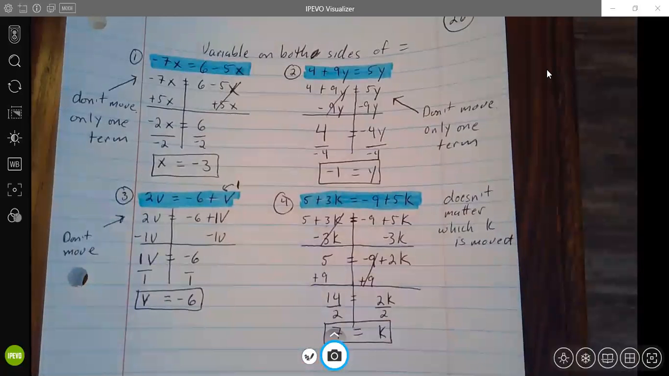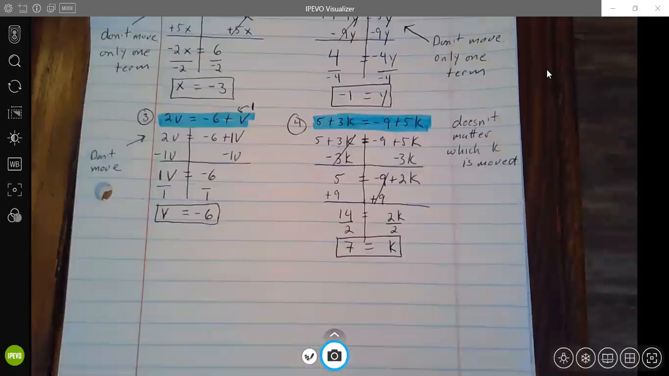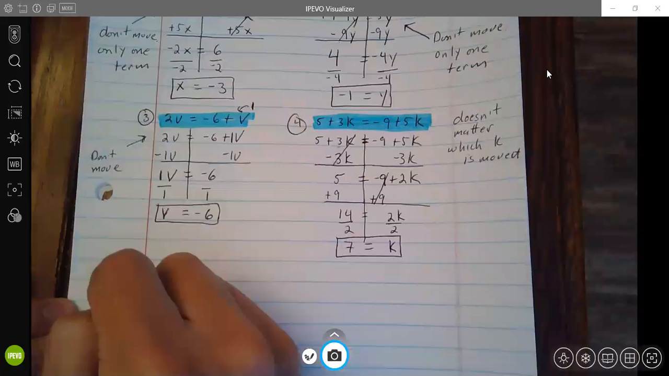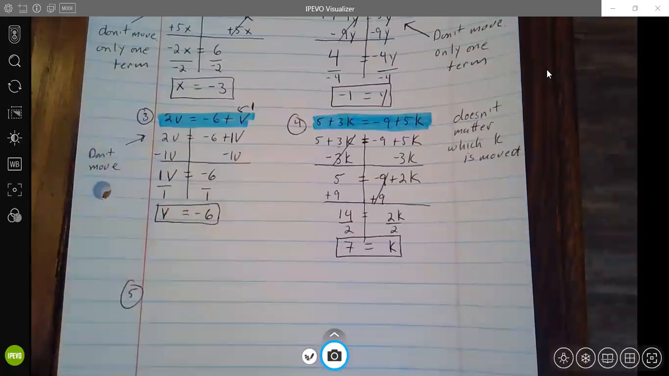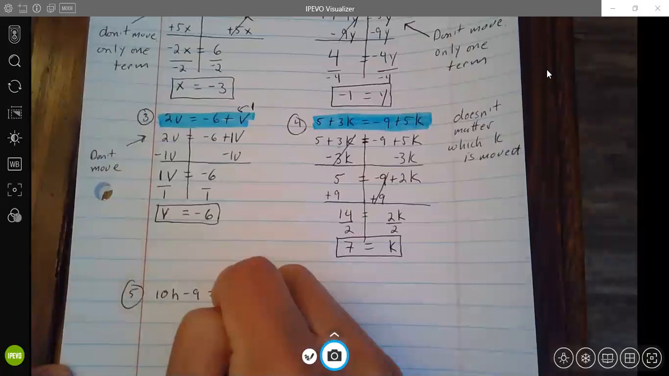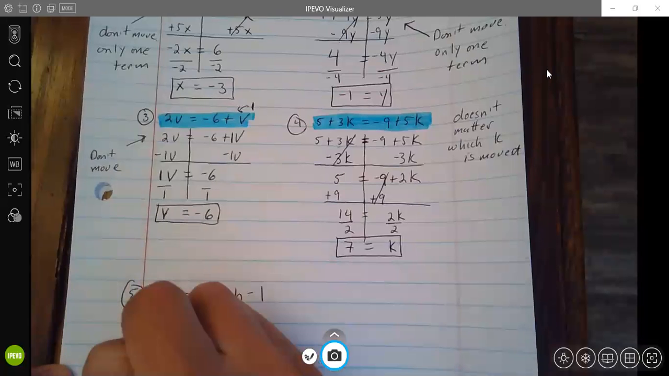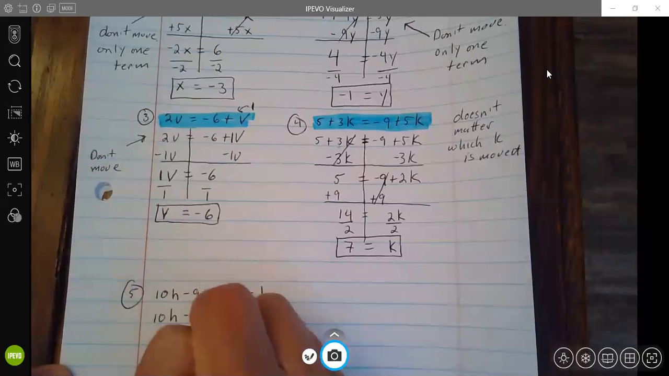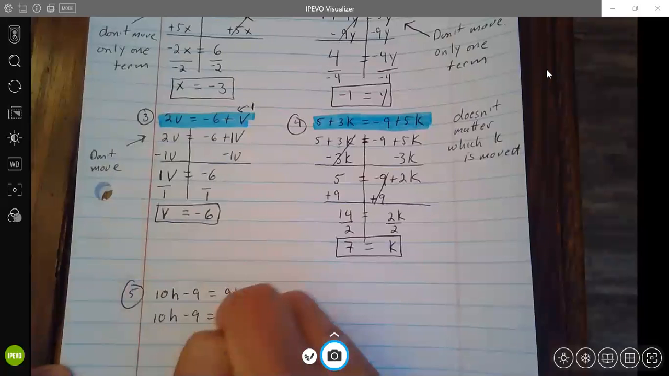All right, I have 2 more for you. Let's do number 5. Number 5 looks like this: 10h minus 9 equals 9h minus 1. Again, 10h minus 9 equals 9h minus 1.